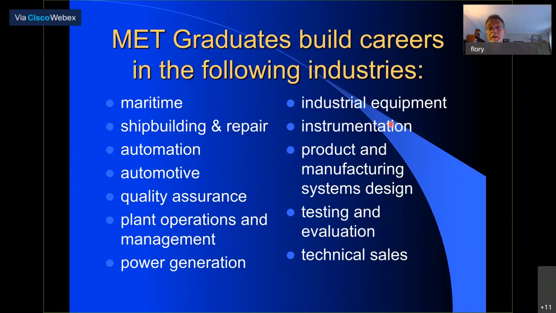And our MET graduates will find employment in these industries, certainly, as well as others, but we have maritime, shipbuilding and repair, automation, automotive, quality assurance, plant operations and management, power generation. A lot of our MET students can go to the utility industry. Then we have industrial equipment, instrumentation, product and manufacturing, system design, testing and evaluation, and then also technical sales.